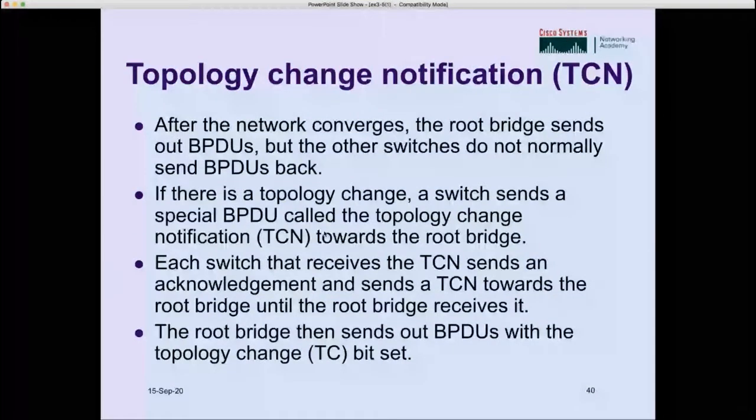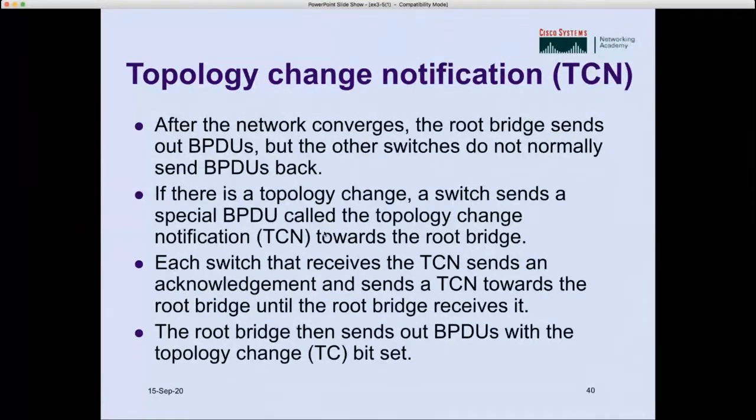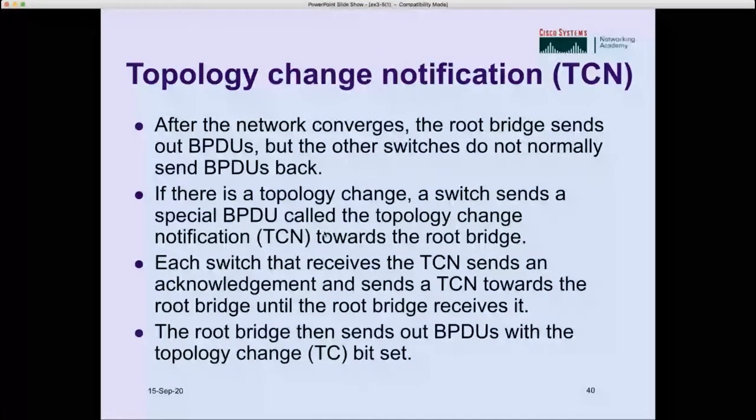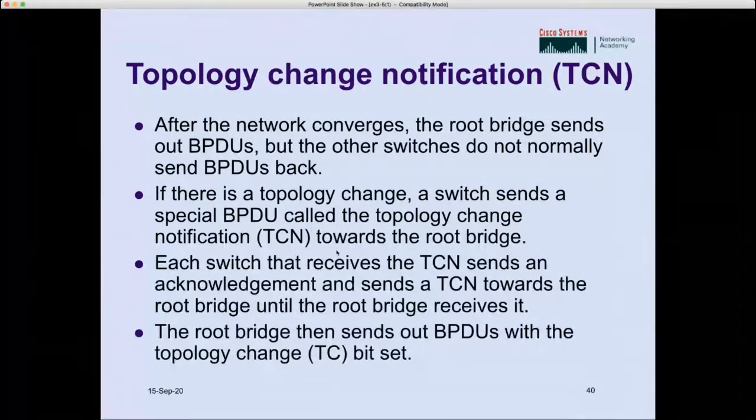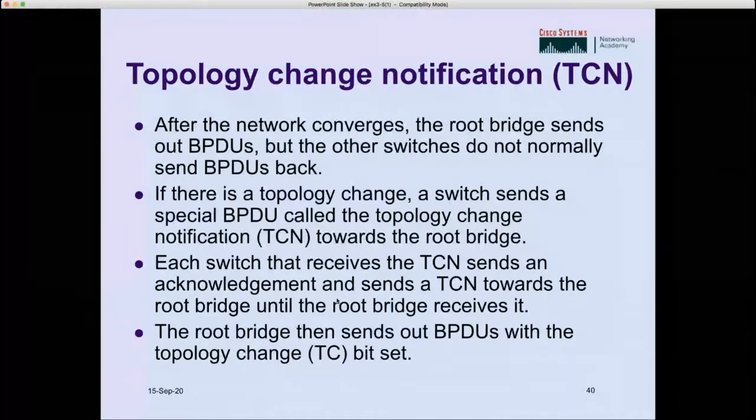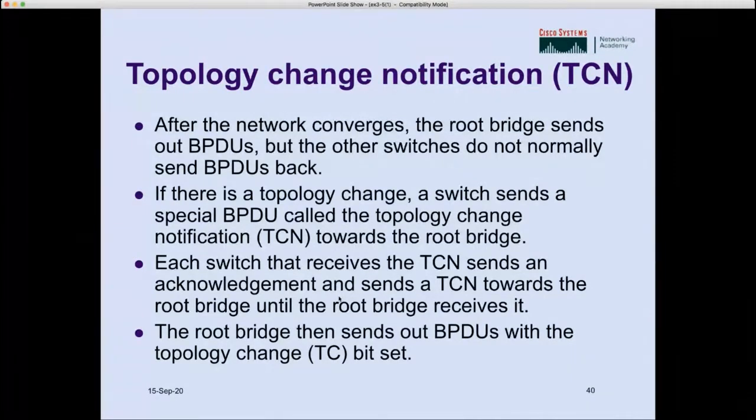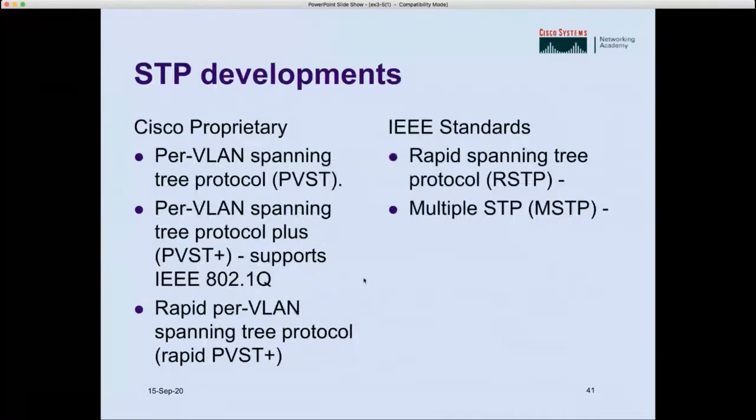If something goes wrong, like a wire gets dug up by a backhoe or a fiber optic cable gets broken, we get what's called a topology change notification. This is how all the switches can figure out that something has happened and we need to reconverge. We need to check our costs all over again and try to converge as quickly as possible. It's going to take 30 to 50 seconds in the old STP. The newer STP has something called rapid STP, which does it much more quickly.